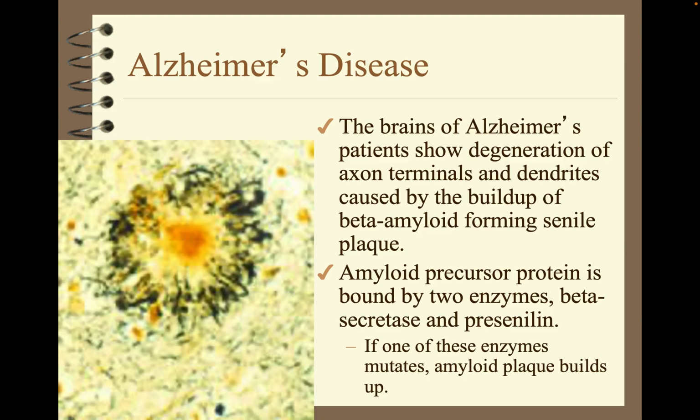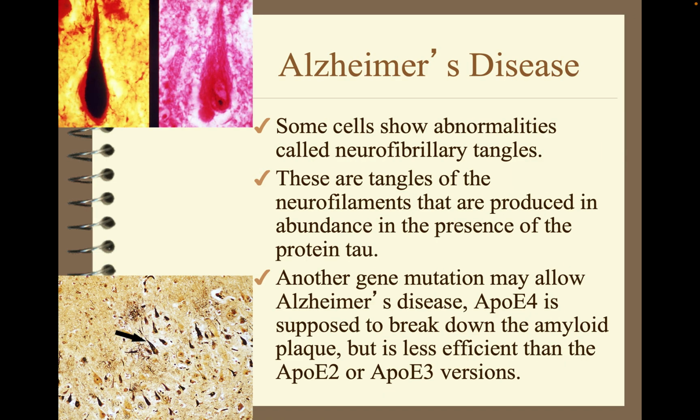Amyloid precursor protein is bound by two enzymes, beta secretase and presenilin. If one of these enzymes mutates, amyloid plaque builds up. Some cells show abnormalities called neurofibrillary tangles. These are tangles of the neurofilament that are produced in abundance in the presence of the protein tau. Another gene mutation may allow Alzheimer's disease.